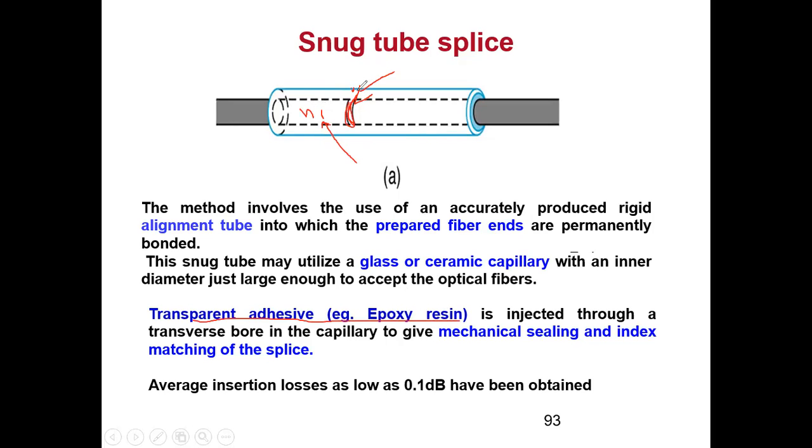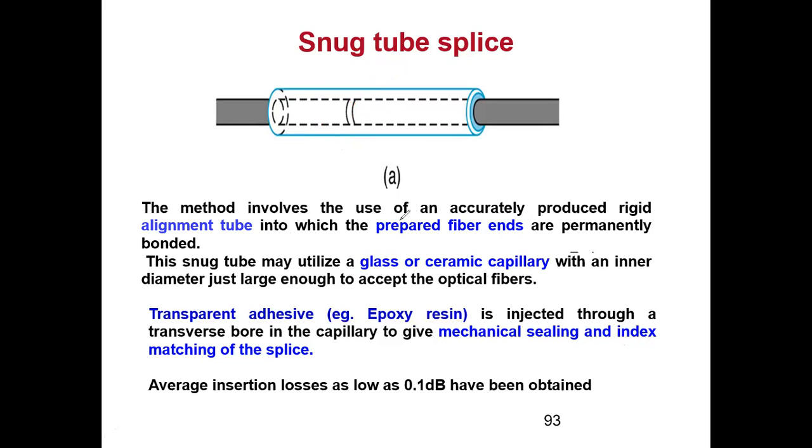So there is a small hole in the tube. I introduce the fiber first. When the fiber comes over here, I will inject the adhesive, that is the epoxy resin, and the epoxy resin will come and occupy the space over here. And remember that epoxy resin is index matched. So the refractive index of the core and the epoxy resin is almost the same. So this is your mechanical splice. That is the first category, which is called your snug tube splice.